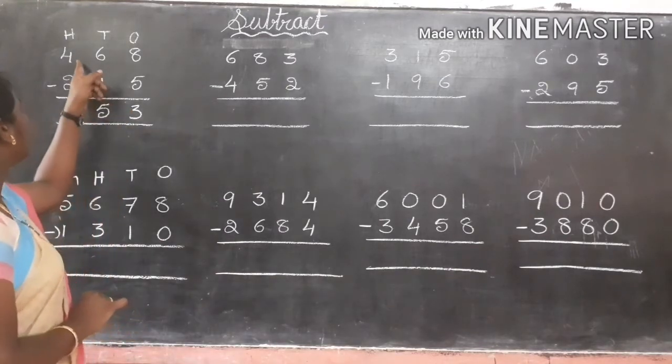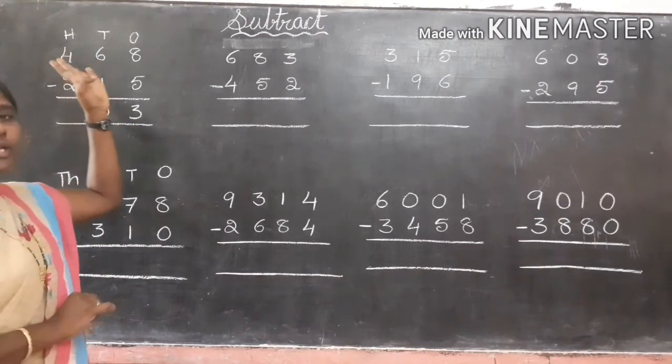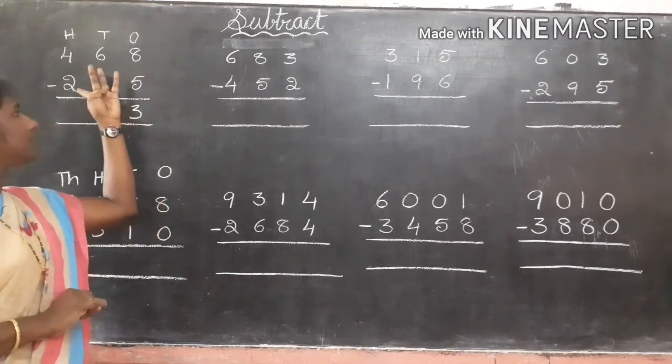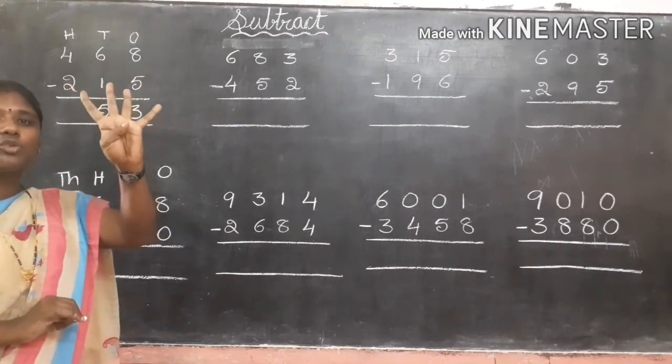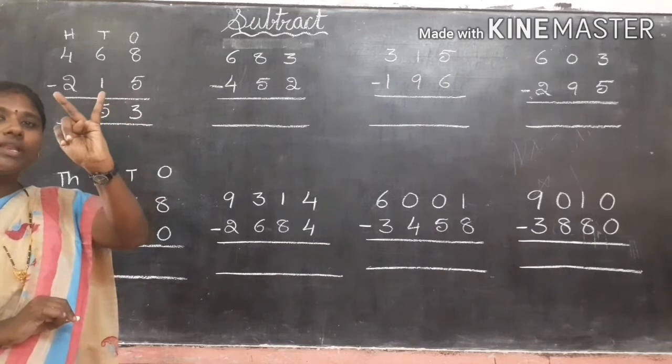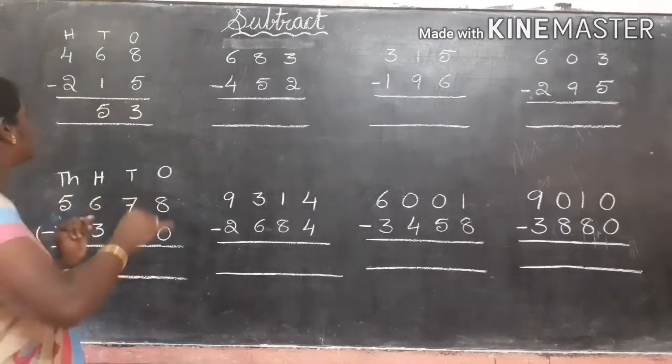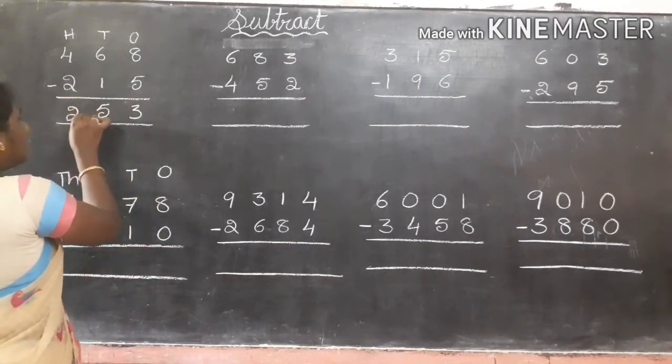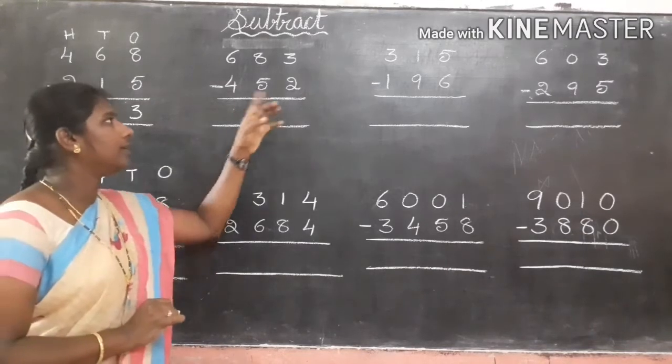Okay, next one. Next number is 4, so we have to take 4 fingers. What is the next number? 2. We have to close 2. 1, 2. So how many remain here? 1, 2. Understand children? Next one, same.